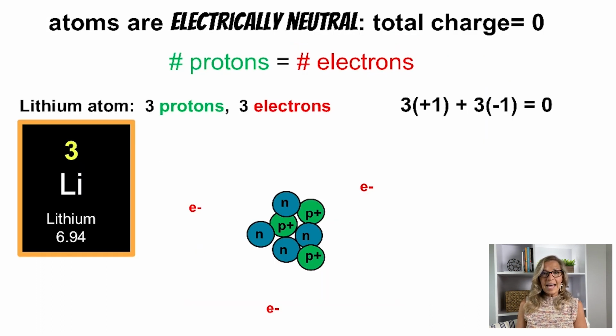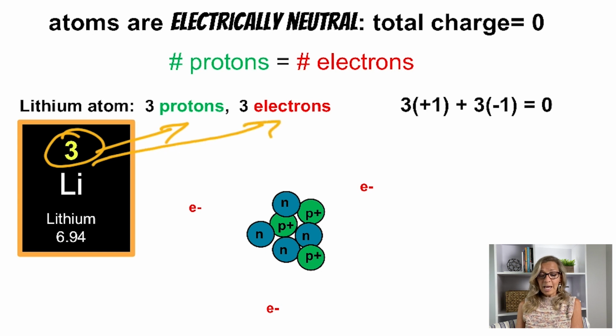Now, since atoms are electrically neutral, they have the same number of protons and electrons. So not only does atomic number tell us how many protons, it also tells us how many electrons. So if the charge of each proton is +1 and the charge of each electron is -1, this atom is electrically neutral. Because remember, neutrons have zero charge, so they don't impact the charge at all.